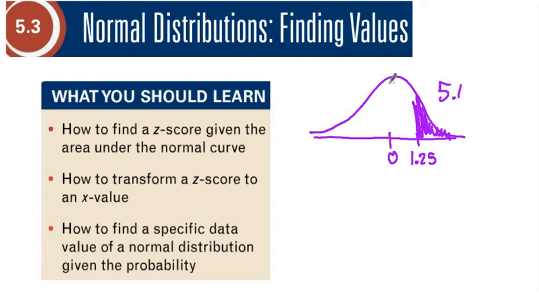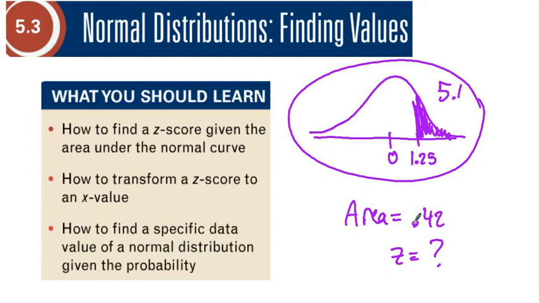In this particular case, instead they're going to give us the area. They're going to say the area is 0.42, find the z-score that matches up. So it's like everything you did in 5.1 except in reverse, backwards. I will show you how to do that. We want to transfer z-scores into actual values, like for example an SAT score, and we will learn how to do that in section 5.3.